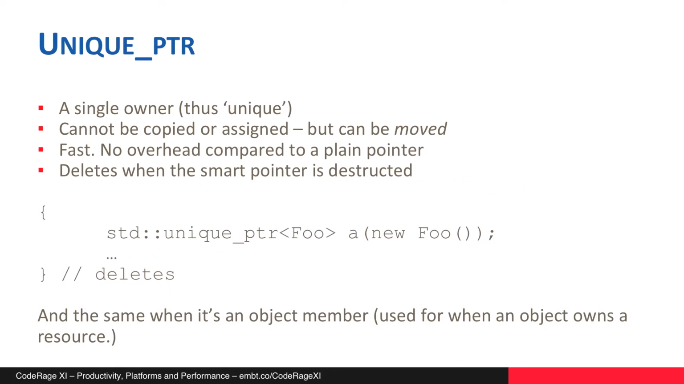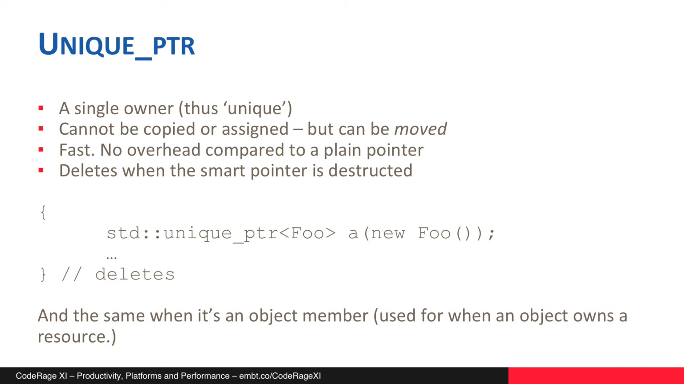So that brings us to unique pointer, which, as you can tell, is the one that I'm heavily promoting in this talk. So unique pointer is a single owner of a pointer. So that's where the unique name comes from, and it cannot be copied or assigned. It is very fast. So shared pointer, of course, keeps the reference count, whereas a unique pointer compiles down to exactly the same as using a raw pointer. There is no overhead compared to using a plain pointer. And it is also the simplest. It deletes when the smart pointer is destructed.